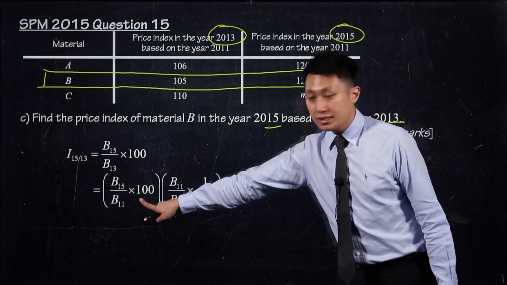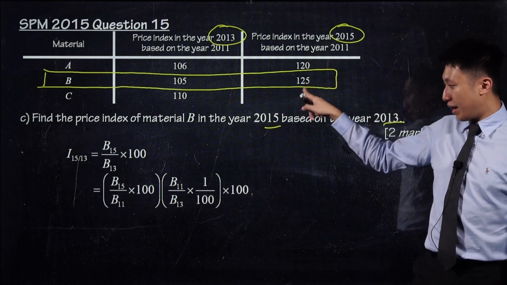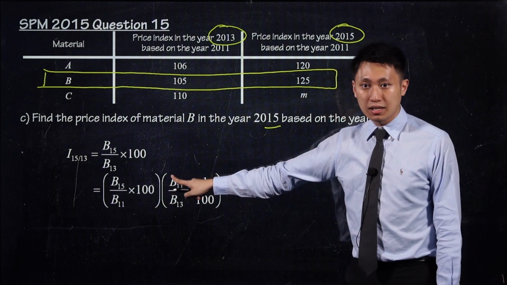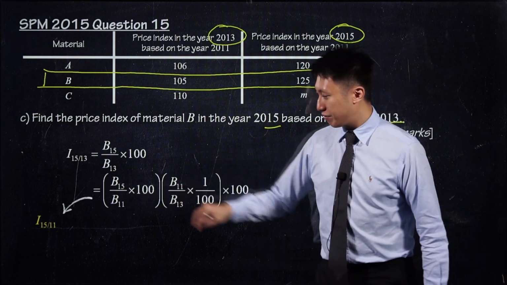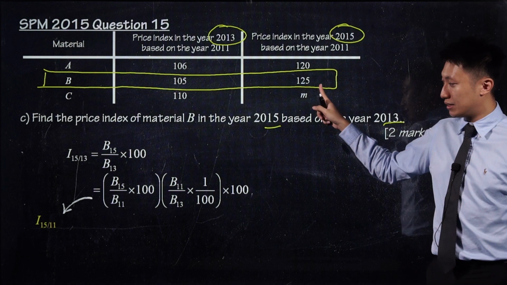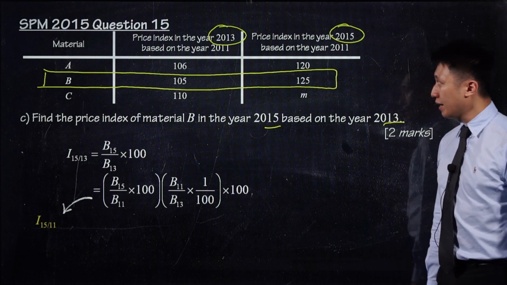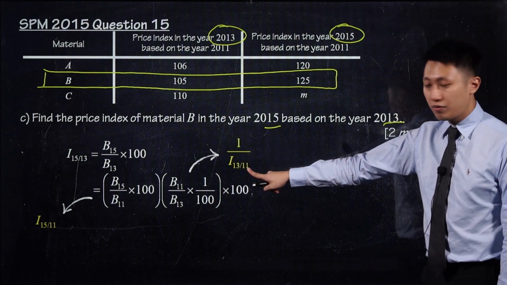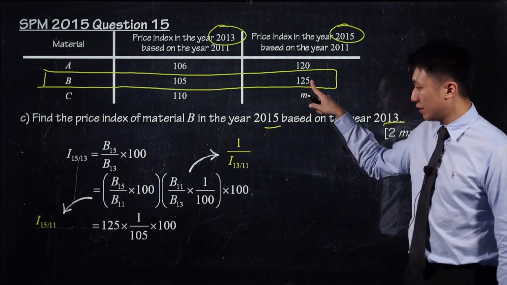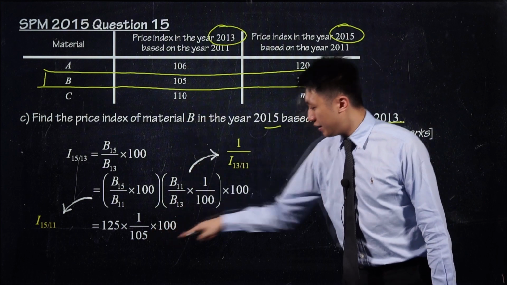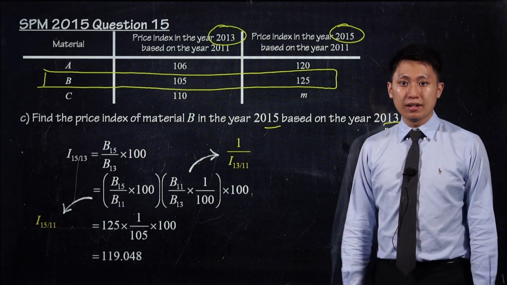Do you know what this is? Yes, this is 125. And do you know what this is? This is 1 over 105. I'll just show you here. This one is I1511. How about this one? This is 1 over I1311. Then it's very easy to see. You just write 125 is this, this part is 1 over 105, and this part is times 100. Then you get this one. It's 119.1048.